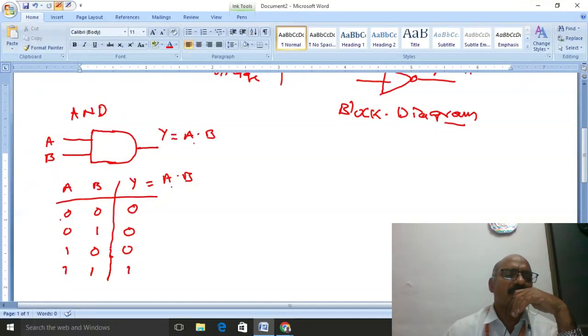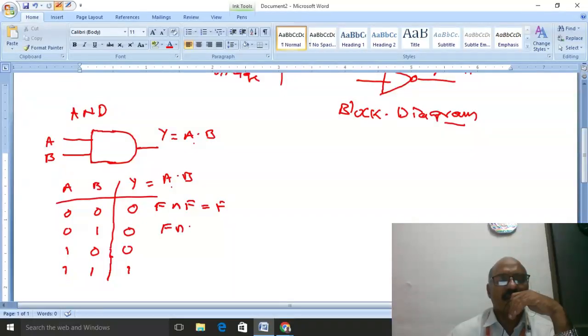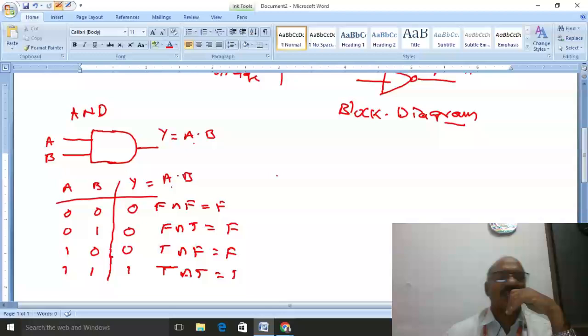Generally, we can represent this in logic terms as well. False and false equals false. False and true is also false. True and false is also false. And true and true is true.